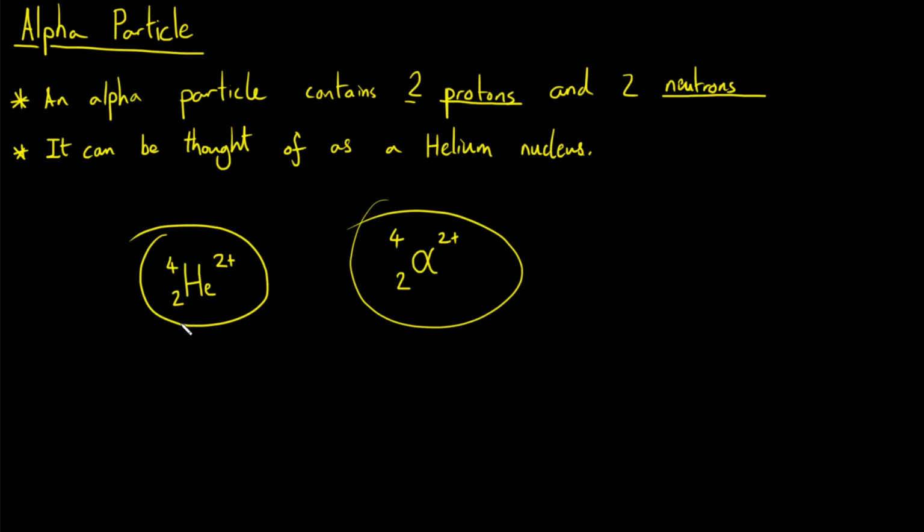If we think about the mass number and the atomic number, 2 protons, mass number is 4, so there must be 2 neutrons as well. 2 plus 2 is 4, and it's got a positive charge because there are no electrons. And just like all the types of radiation that we'll look at here, alpha particle radiation is created within the nucleus of an unstable element.